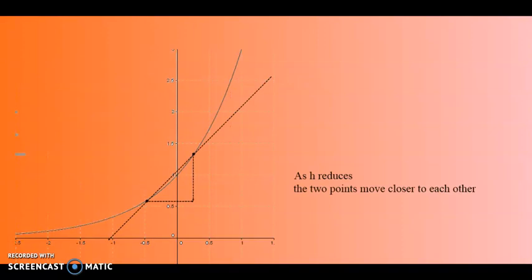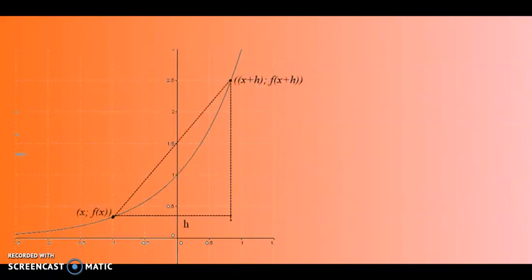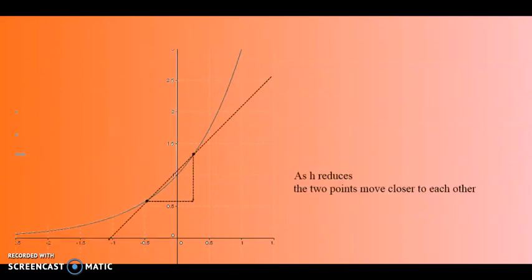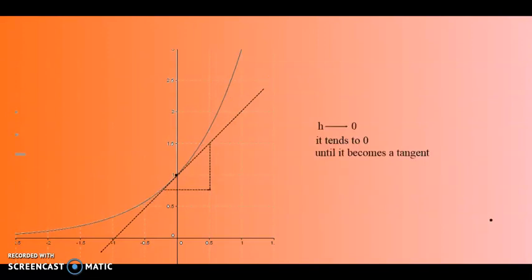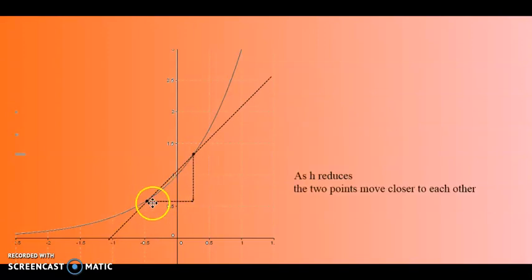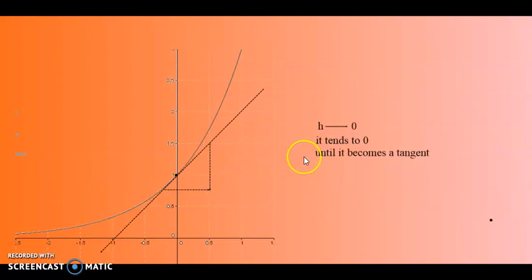Look at that point, it changes ever so slightly, and then later on when they get to a point where h becomes 0, as the h value, that distance that we were working with, tends to 0, it will become a tangent to the original function. So we go to the first sum.